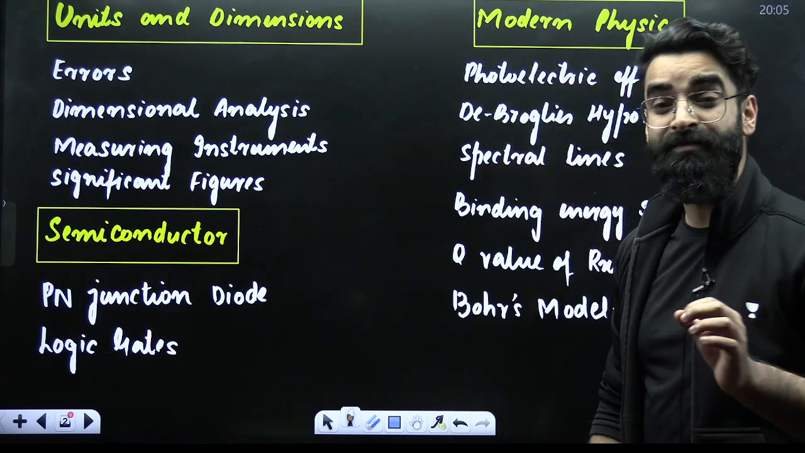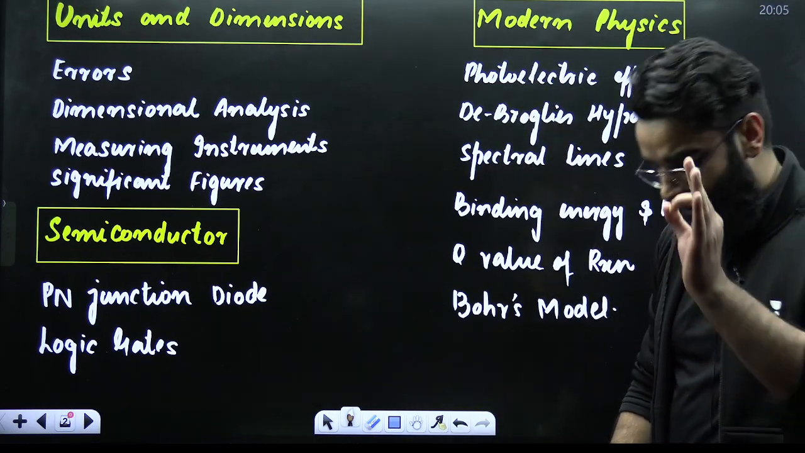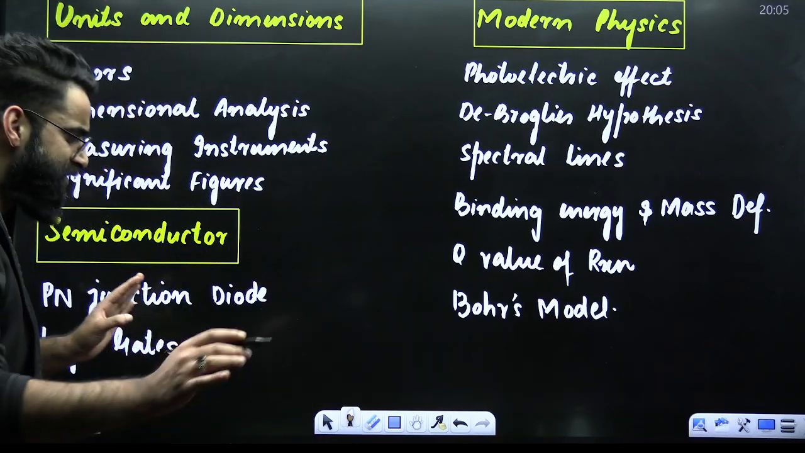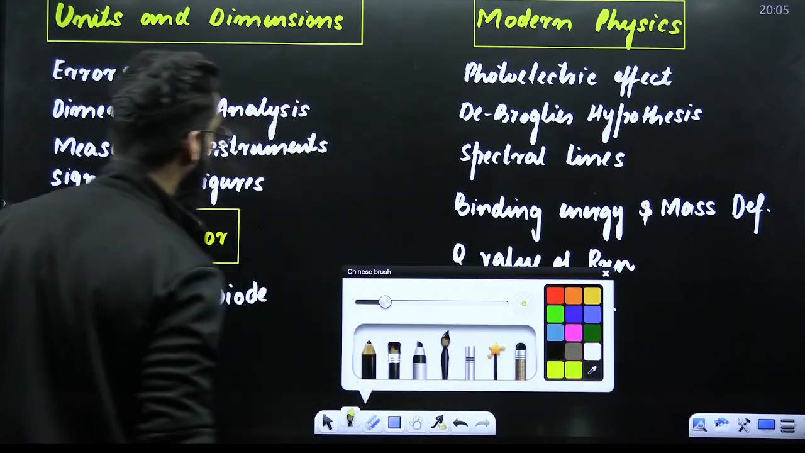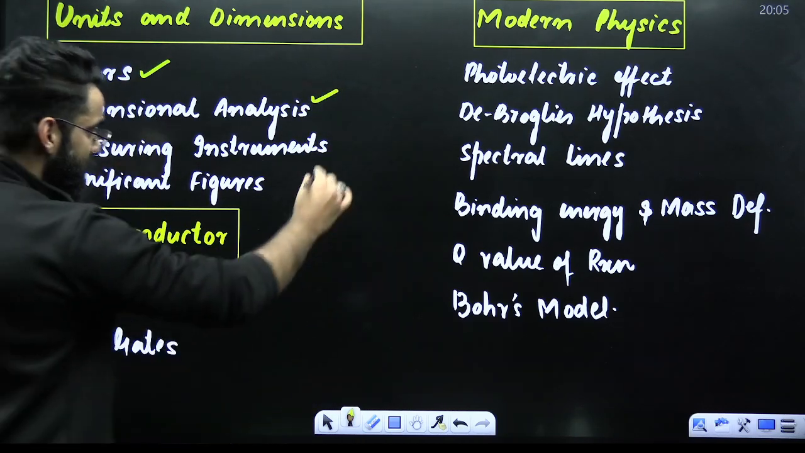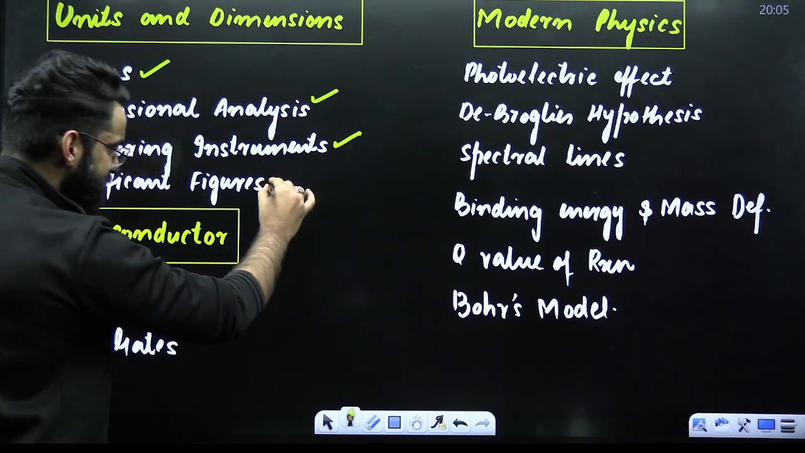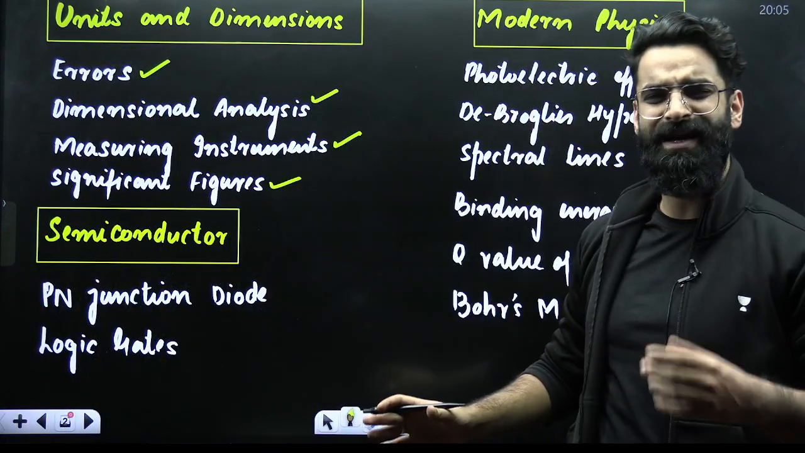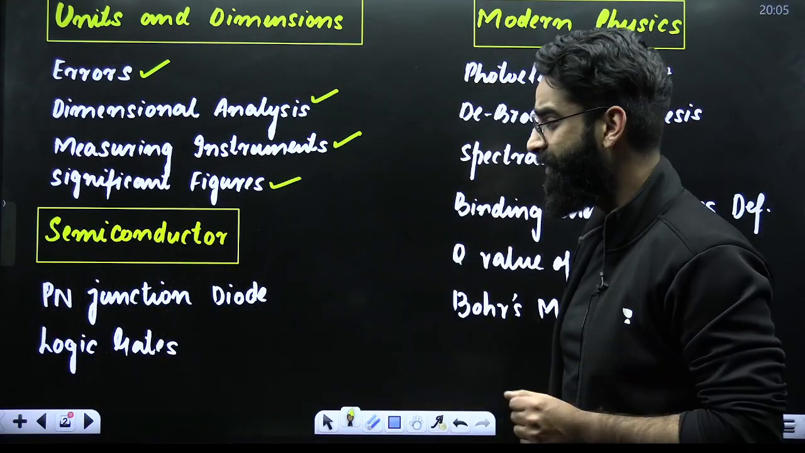My dear students, when it comes to units and dimensions, there are four short topics which are asked frequently. What are these? Errors, dimensional analysis, measuring instruments, significant figures, right? These are the four short topics which are almost asked every year in your NEET examination from the chapter units and dimensions.